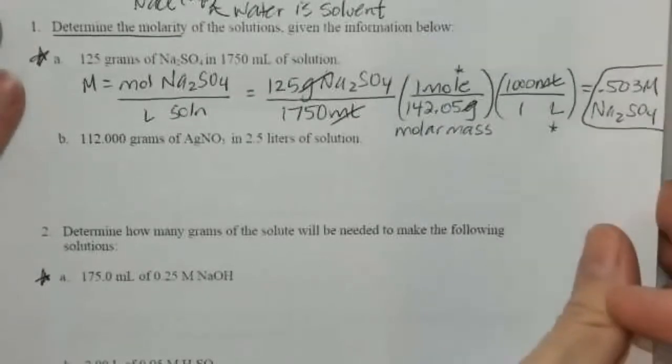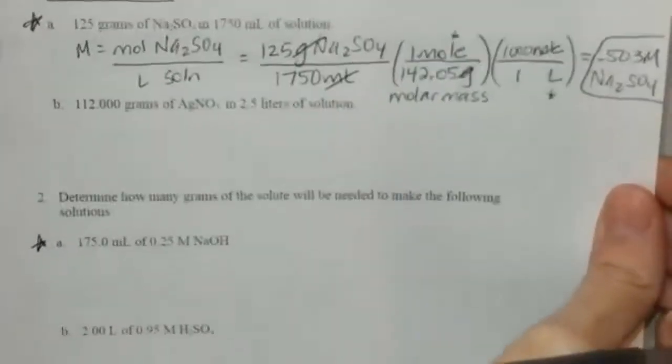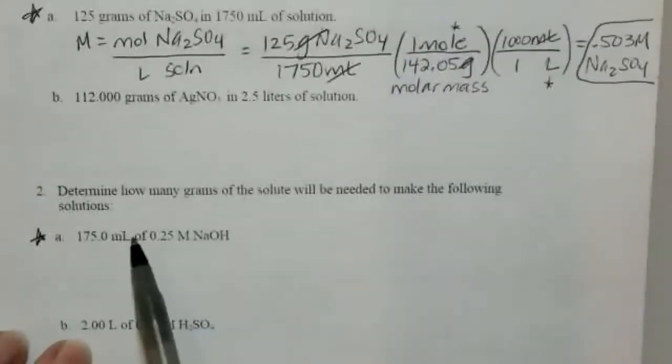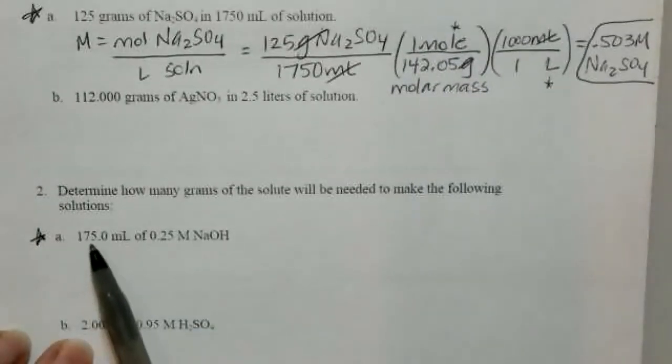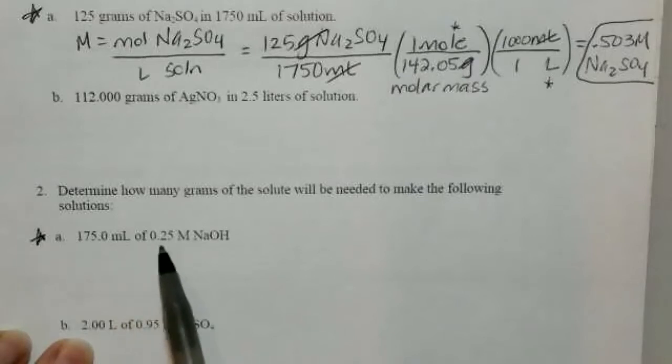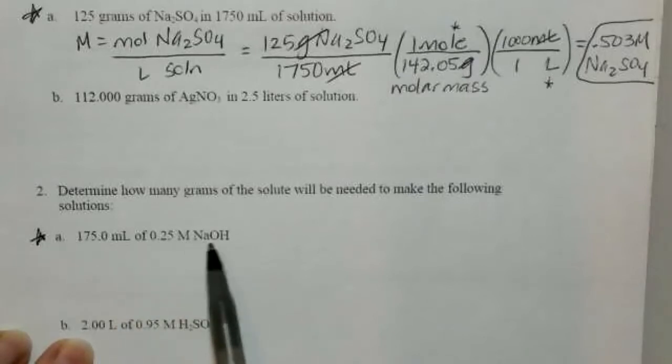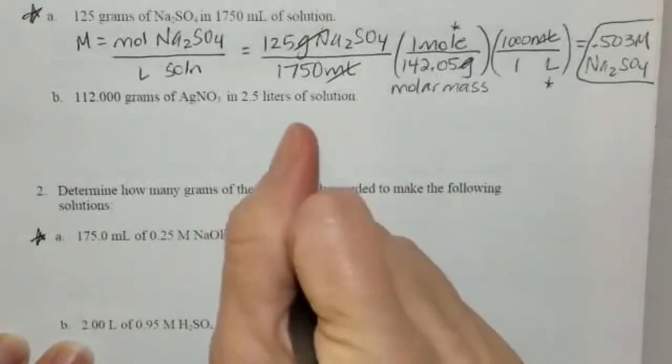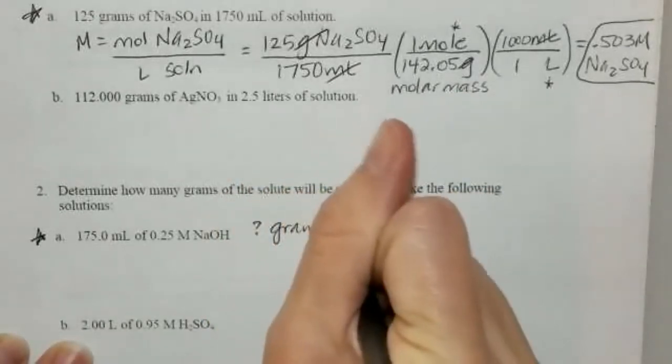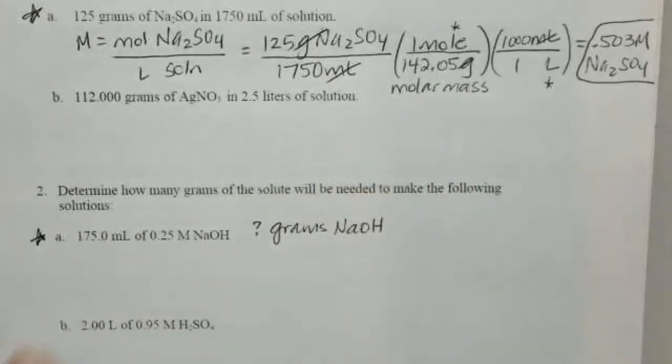Now what we're going to look at is it says how many grams of the solute would be needed to make this solution. So I need 175.0 milliliters of a 0.25 molar sodium hydroxide solution. And again, the question is how many grams of the solute, which in this case is the sodium hydroxide. So this is a calculation I used to do all the time when I would prep for intro chem and I would make all the solutions back when I worked on the Gibbs campus.